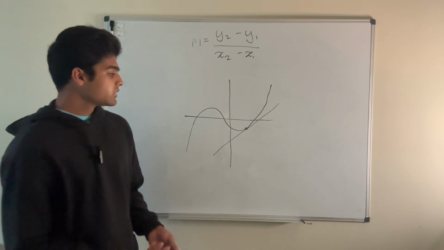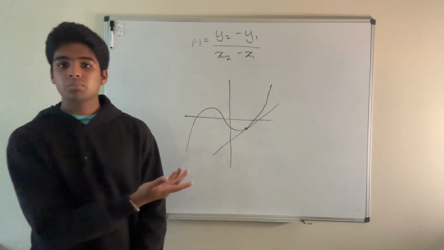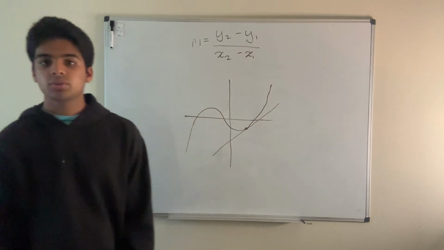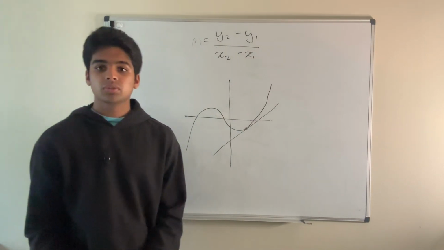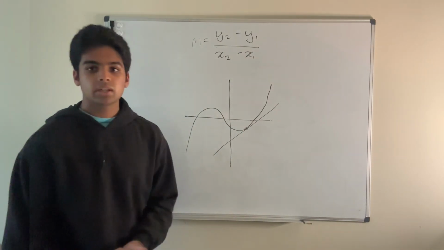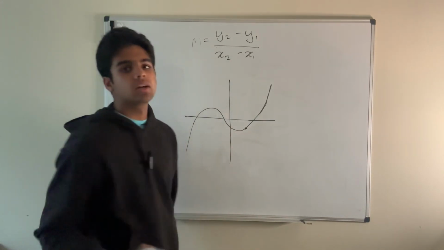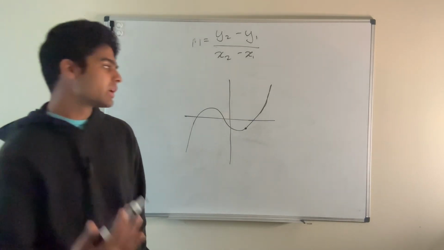Since we don't have 2 points here, we only have 1 point, right? We can't use this formula because this formula only works if you have 2 points. So for this, we have to do something different. And let's get into that now. So again, we want to find the derivative at this point, right? So let's work our way there.